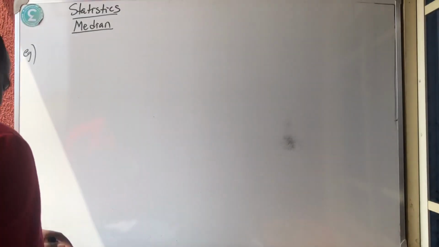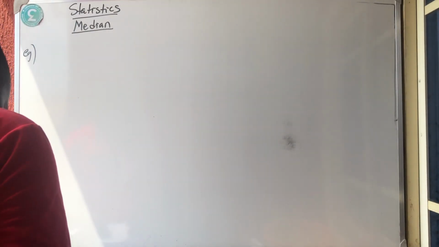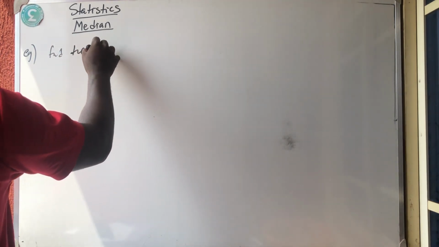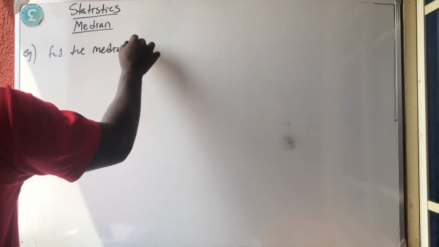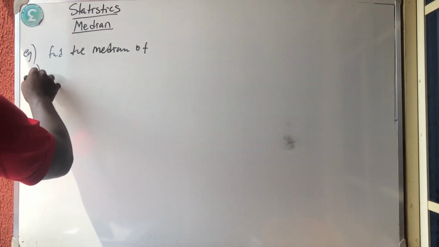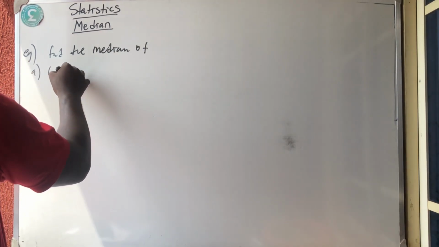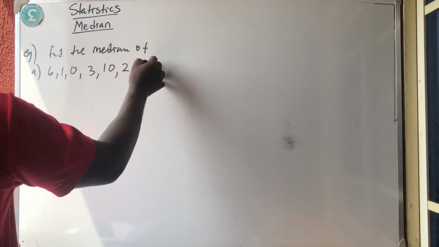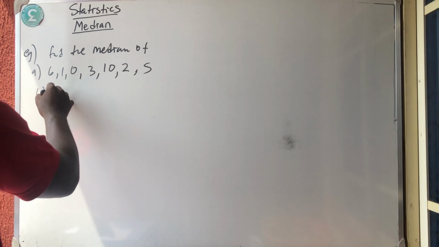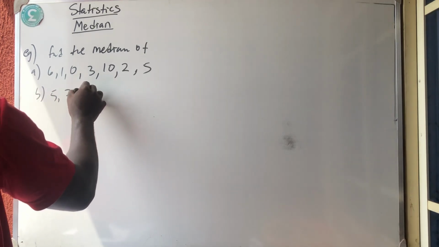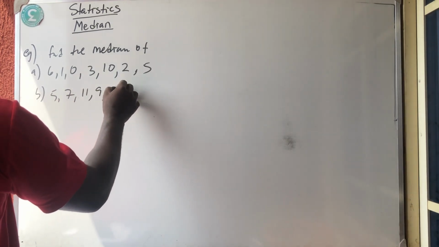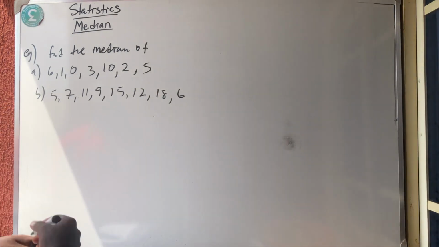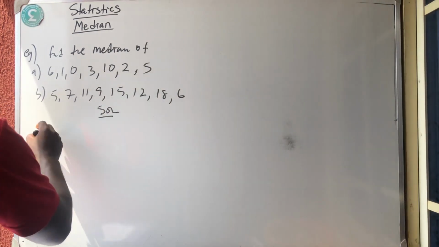Example: find the median of the following. The first question says 6, 1, 0, 3, 10, 2 and 5, and the B question says 5, 7, 11, 9, 15, 12, 18, 6. Very simple solution.